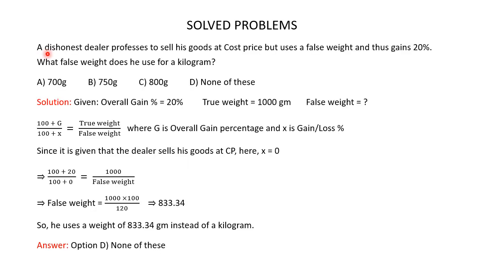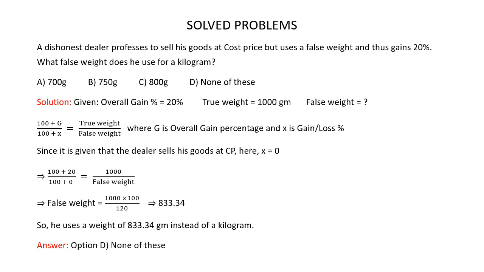A dishonest dealer professes to sell his goods at cost price but uses a false weight and thus gains 20%. What false weight does he use for a kilogram? Here you are given 4 options and you have to find out which of these options is the correct one. So here you are asked to find what false weight the dishonest dealer uses instead of a kilogram.